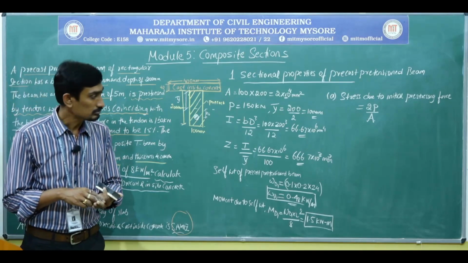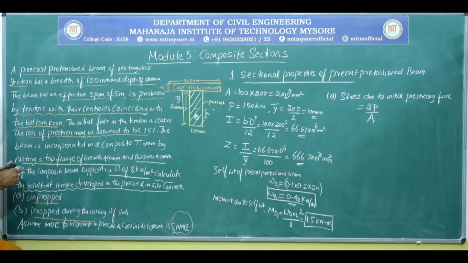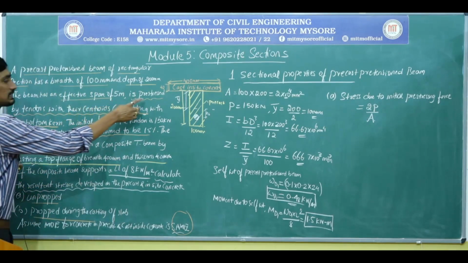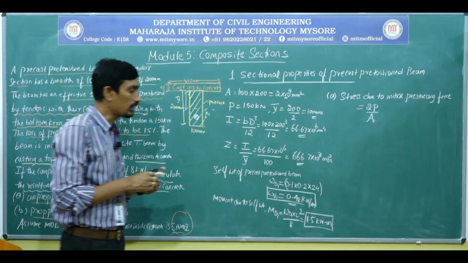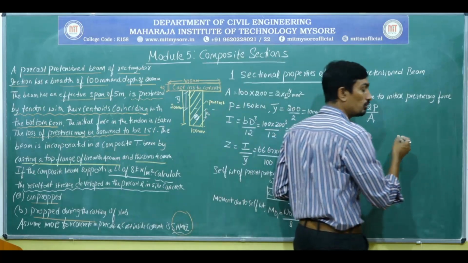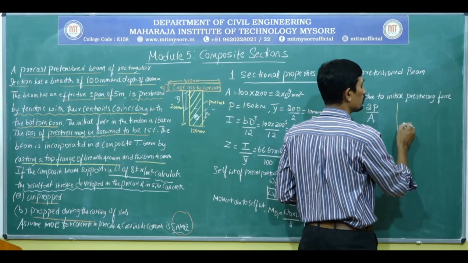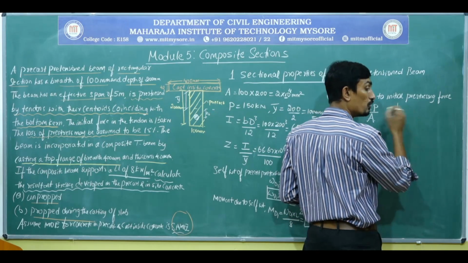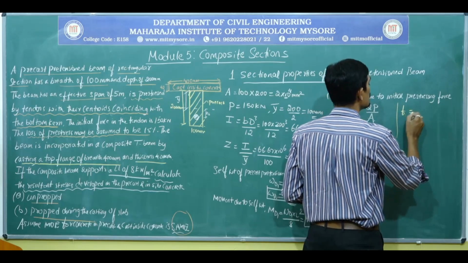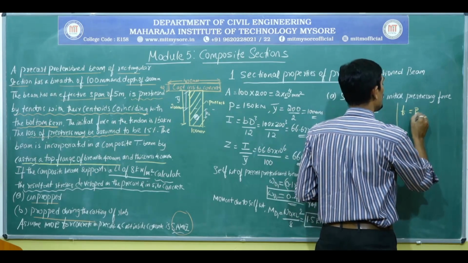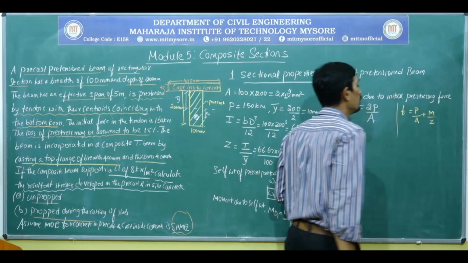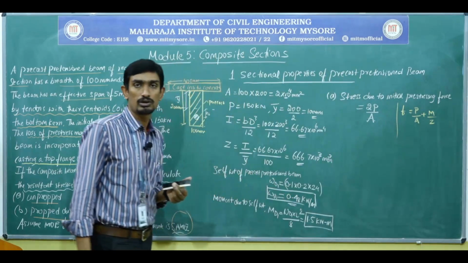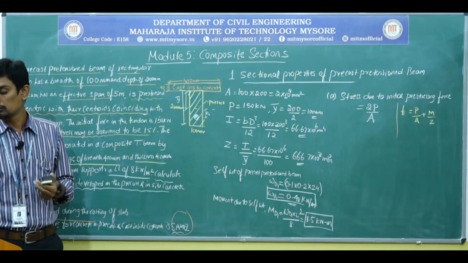So now, please observe here, as the pre-stressing force is applied at the bottom fibre point, I will show you how to arrive at 2P by A. So F is equal to P by A plus M by Z. So now this is the stress that has been encountered at the bottom fibre point.